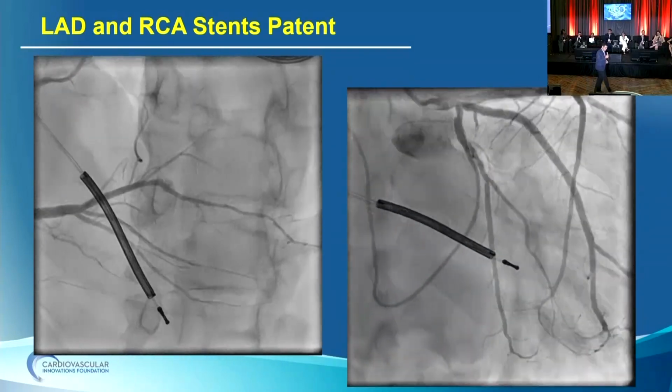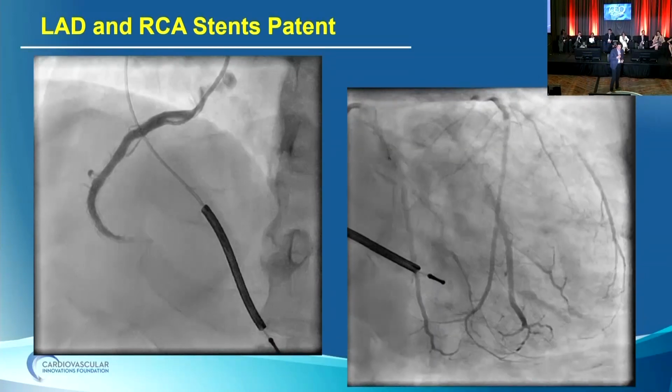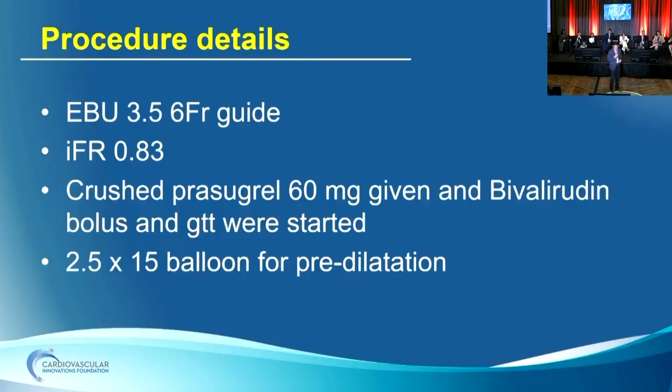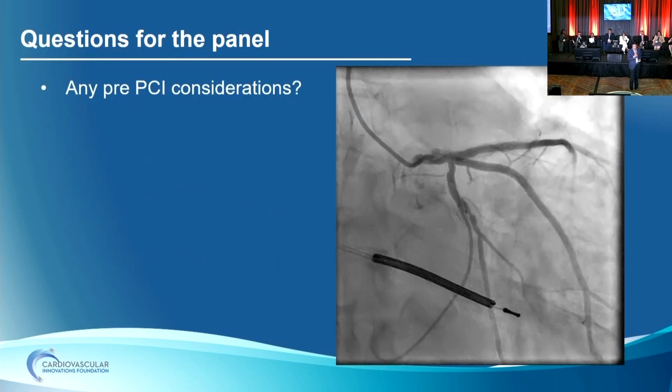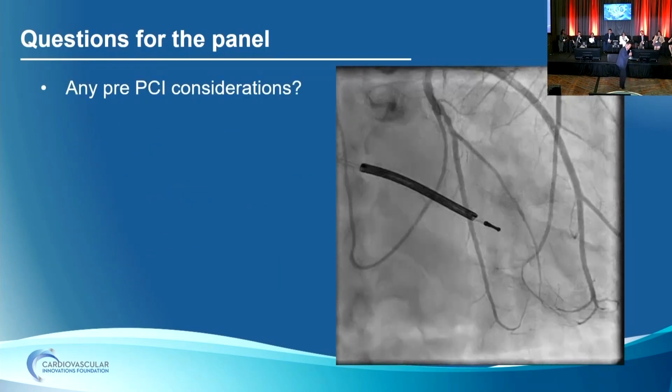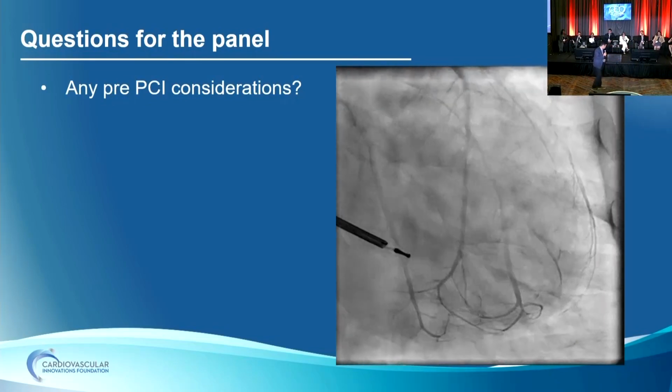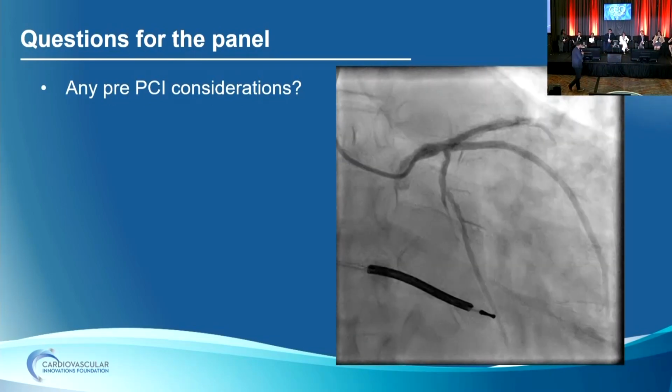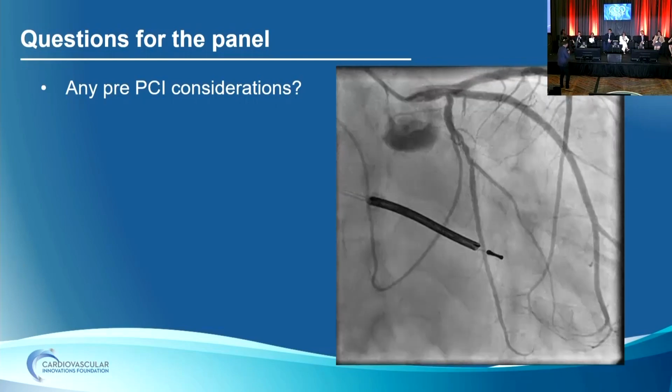And so before anyone says, don't do an oculostenotic reflex, we used an EBU guide. We did an iFR, it was abnormal. The patient has symptoms, so we gave crushed prasugrel and bivalirudin, and we got started. So I'm flying this plane with the team, and everything's going fine, no excitement in flight here, 2.5 by 15 balloon. Any considerations from the panel in terms of this very straightforward weekday case, the 40-minute flight we're about to take?